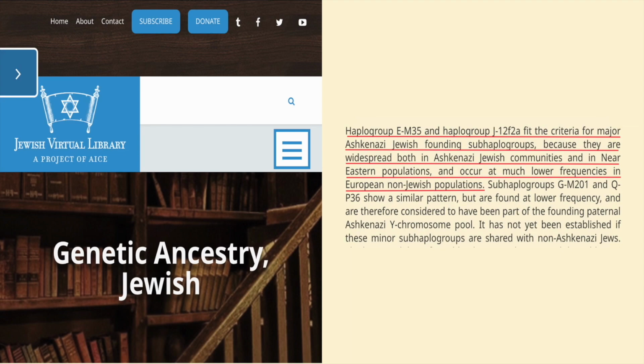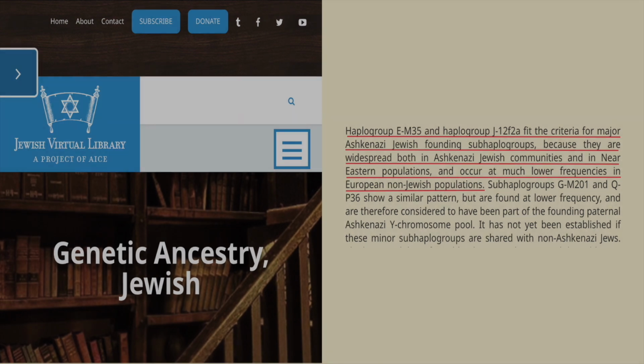According to Genetic Ancestry from the Jewish Virtual Library, it reads, haplogroup E-M35 and haplogroup J-12F2A fit the criteria for major Ashkenazi Jewish founding haplogroups because they are widespread both in Ashkenazi Jewish communities and in the Near East populations, and occur at much lower frequencies in European non-Jewish populations.